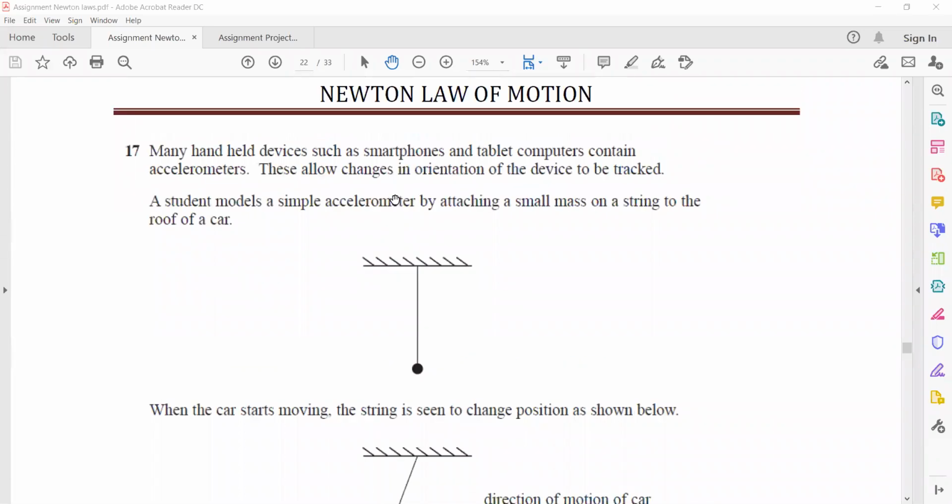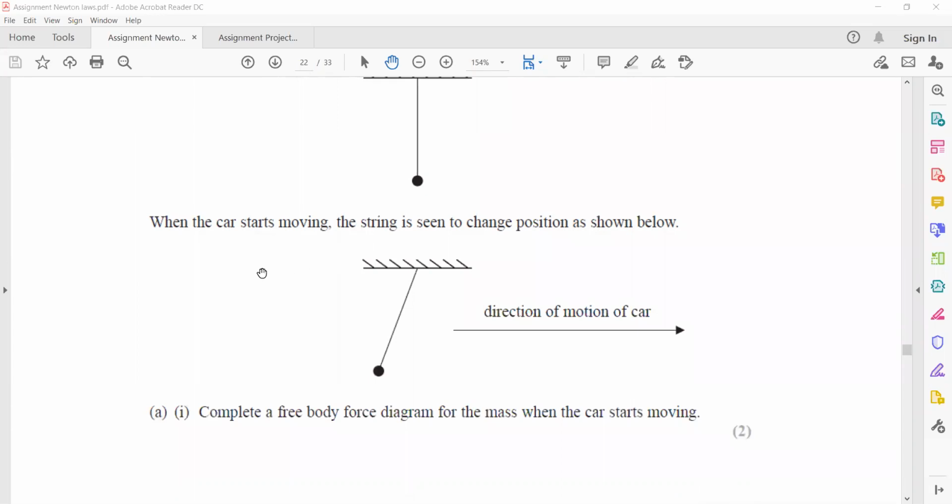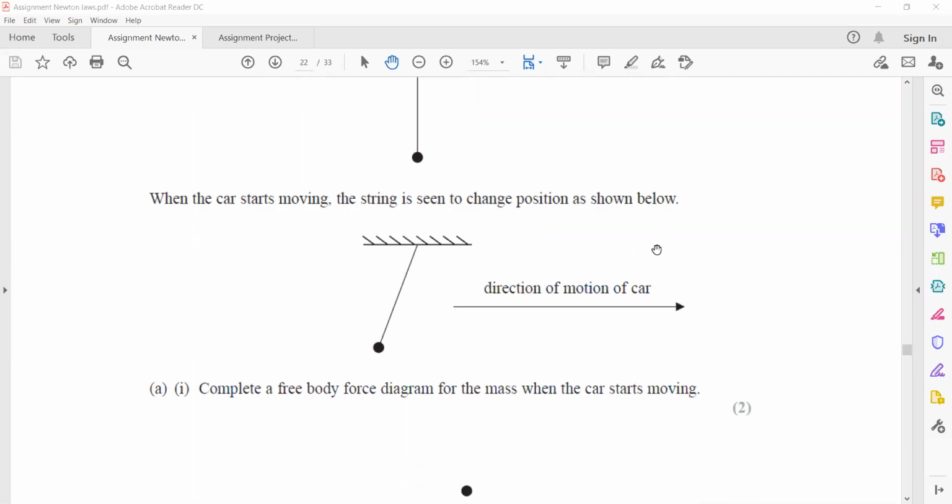In the next question, many handheld devices such as smartphones and tablet computers contain an accelerometer, which means using this we can identify the acceleration. These allow change in orientation of the device to be tracked. The student models a simple accelerometer by attaching a small mass on a string at the roof of the car. When the car starts to move, the string is seen to change its position as shown.